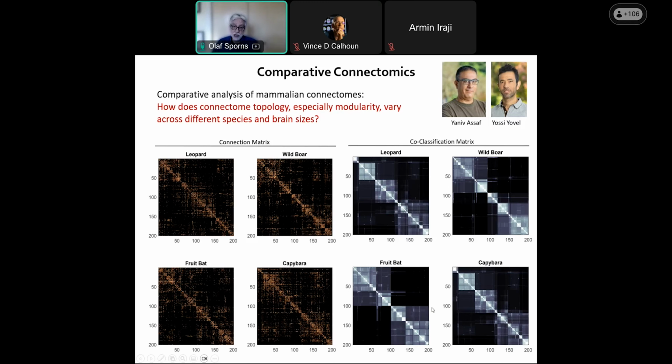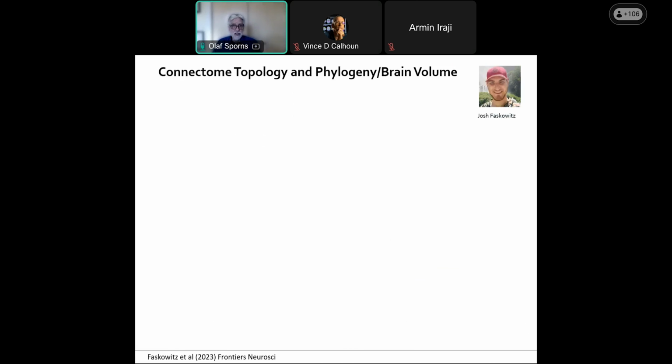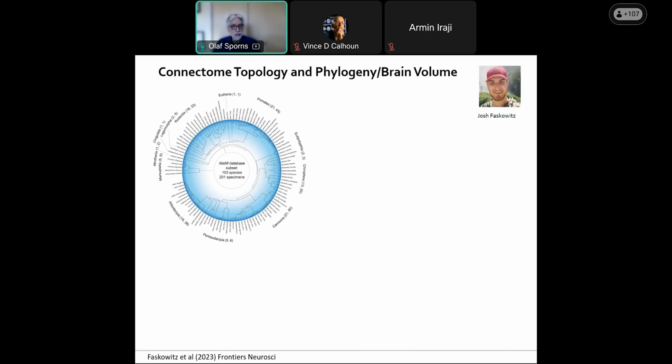The main construct that we used was the co-classification matrix, which is our graded assessment of modularity, as I mentioned earlier, across many, many scales. That tells us something about the propensity of each node pair of being in the same module. So that's a richer assessment of modularity across these connectomes. The first step was taken by my former grad student, Josh Faskowitz. Josh took genetic information from these 100 species and built a phylogenetic tree. And that allowed us to not only build a tree of how these species are related to each other, but also a similarity assessment of their genetic similarity or phylogenetic similarity.